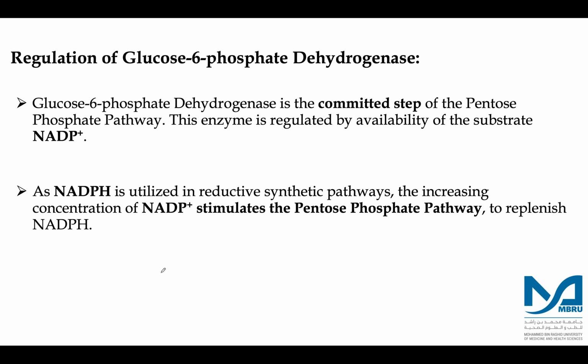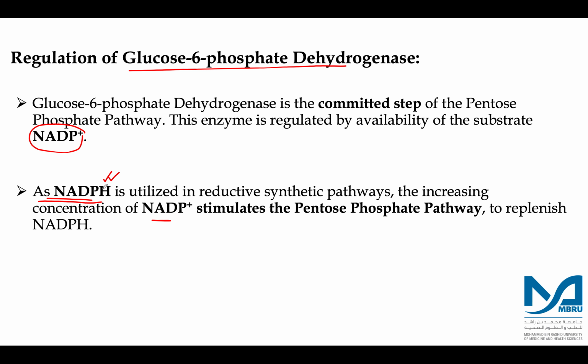So glucose 6-phosphate dehydrogenase is the rate limiting or the committed step of the pathway, and this enzyme is regulated by the availability of NADP plus. So when our body is actively synthesizing fats, then there will be a decrease in NADPH and an increase in NADP.